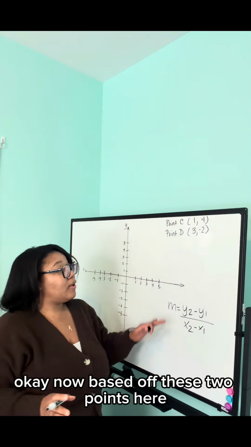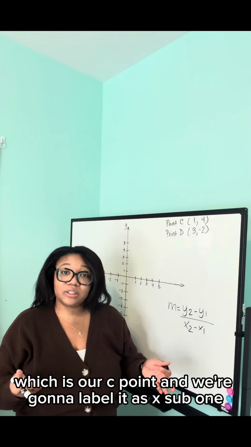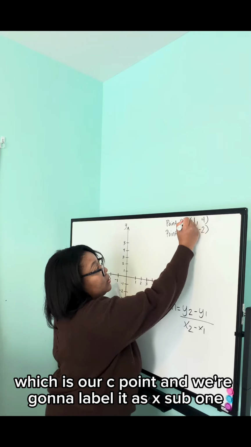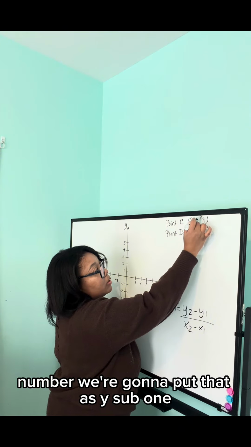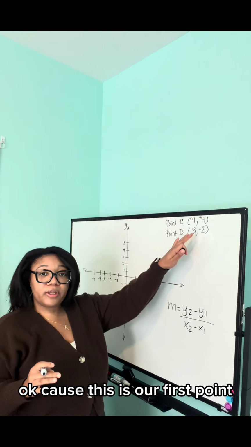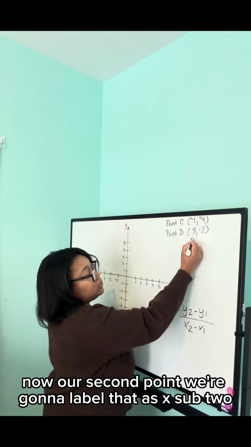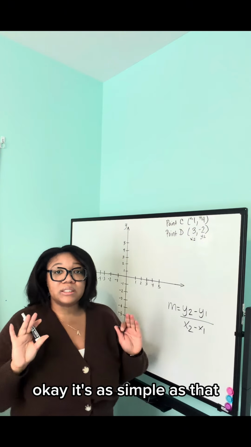Okay? Now, based off these 2 points here, we take our first point, which is our C point, and we're going to label it as x sub 1, and then the second number, we're going to put that as y sub 1, because this is our first point. Now, our second point, we're going to label that as x sub 2 and then y sub 2. It's as simple as that.